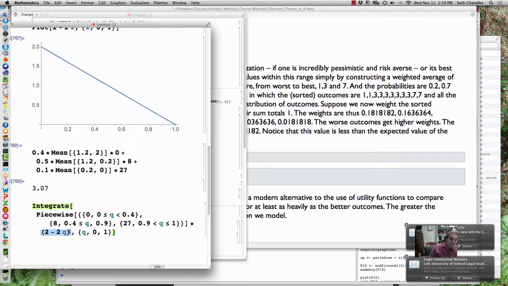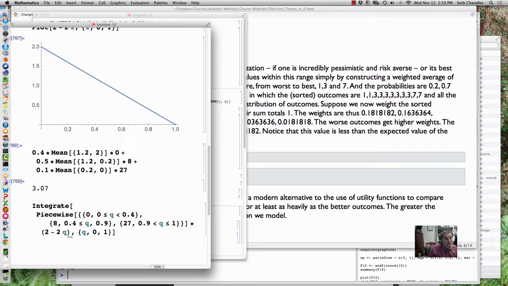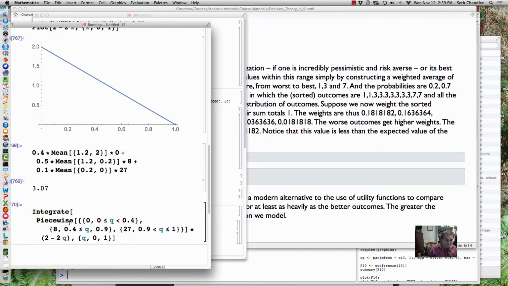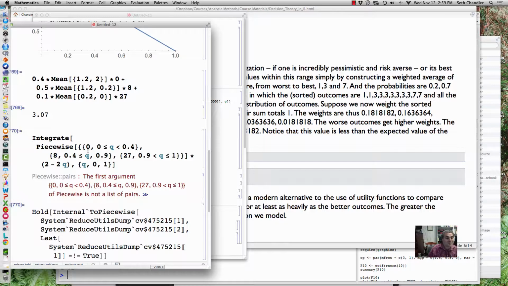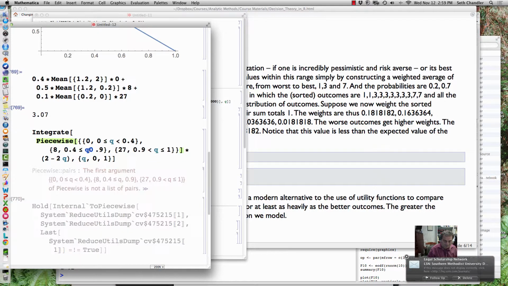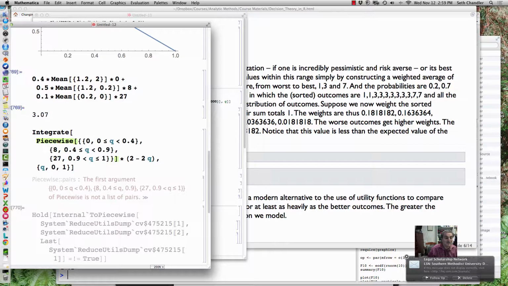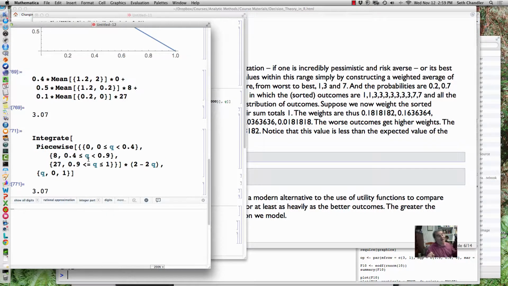And I'm simply multiplying that by the weights, and I'm going to integrate, and I'm going to be very sad if this isn't 3.07. You gotta fix that comma. The key, your cursor's almost. It says 0.4 greater than or less than. Thank you. And we need to be consistent here. I don't think Mathematica is going to object, but I'll object. All right, so that's one way to do it.